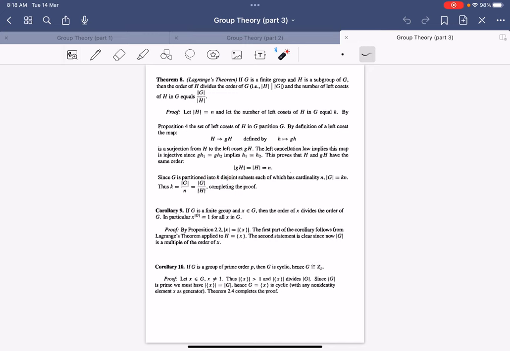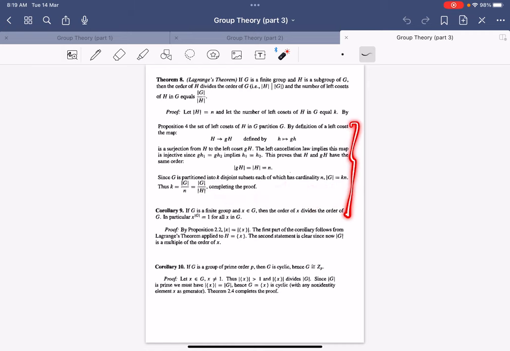And really, that's by the definition of the left coset gH: we can map H into gH, and this is a surjection. And by the cancellation law, gh1 equals gh2 implies h1 equals h2. This proves that H and gH have the same order. And because G can be partitioned, the order of G is just k times the order of gH, which equals k times the order of H. And you're done.